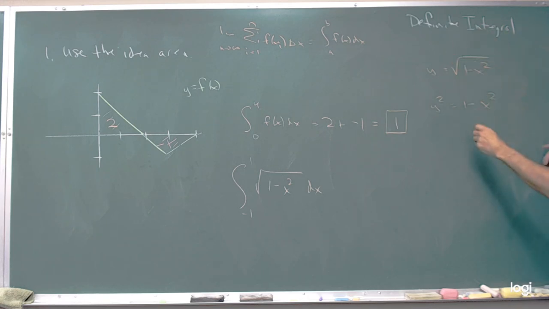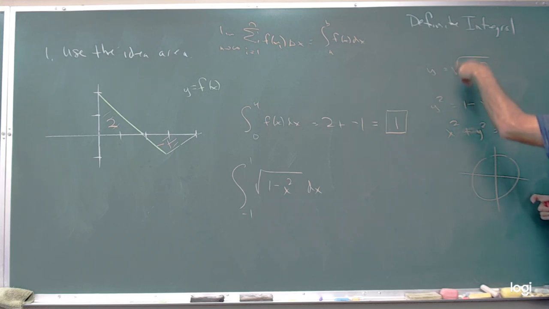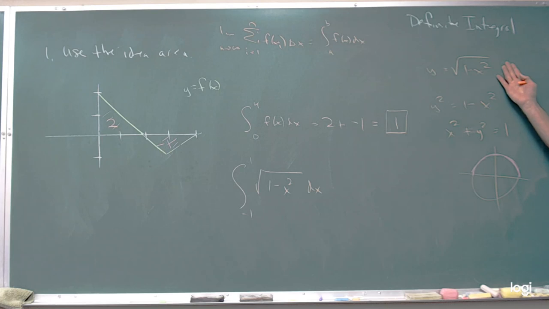If we add the x squared to the other side, do you know what that is? Circle. That's a circle, right. A circle of radius 1, centered at the origin. But what we get with y equals the positive square root of 1 minus x squared is just where those y values are positive. So that's a semicircle of radius 1.